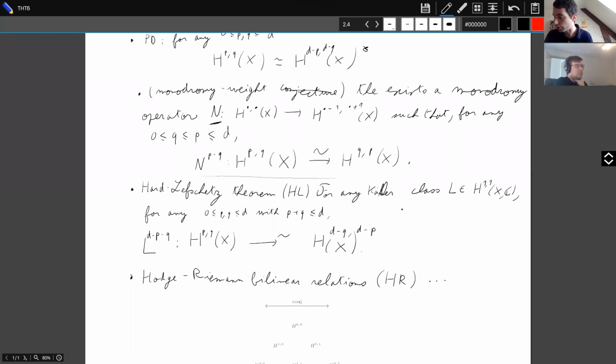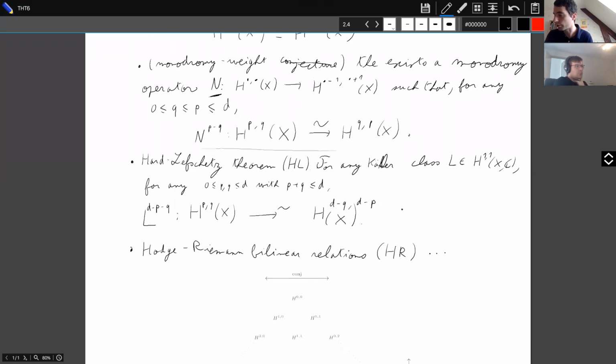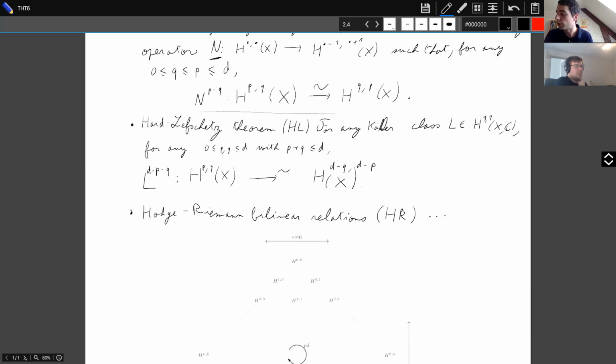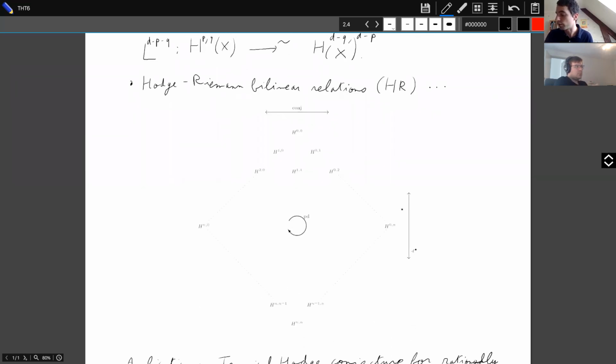So we have the Hodge theorem. So for some Kähler class, I don't want to define Kähler class. More or less, it's locally ample. And so we have more or less the same scheme as in the complex case, except that here it's no more complex conjugation, but it's the power of N.